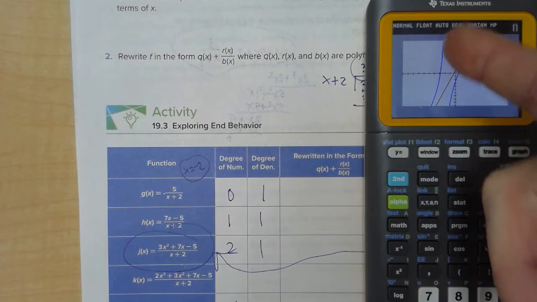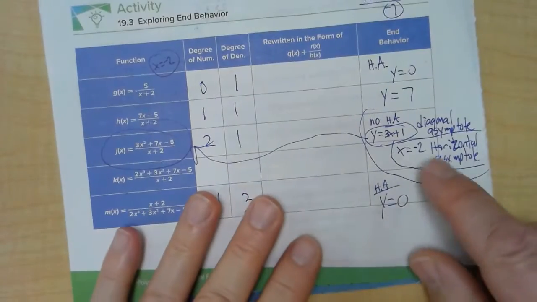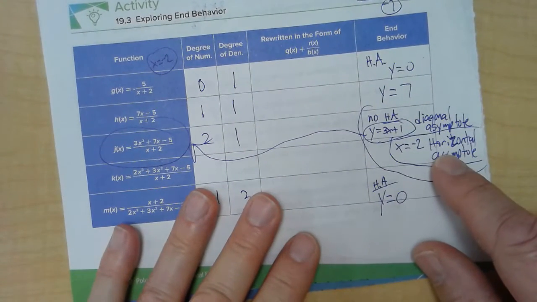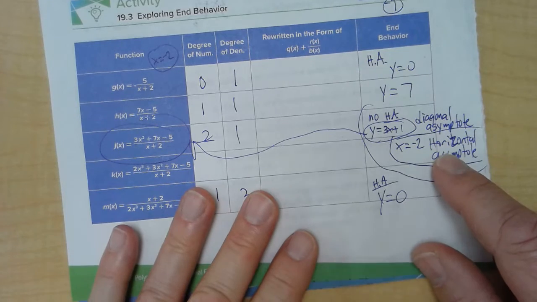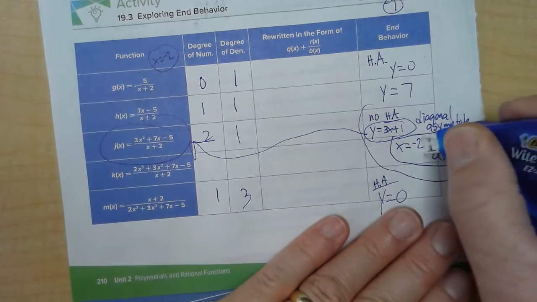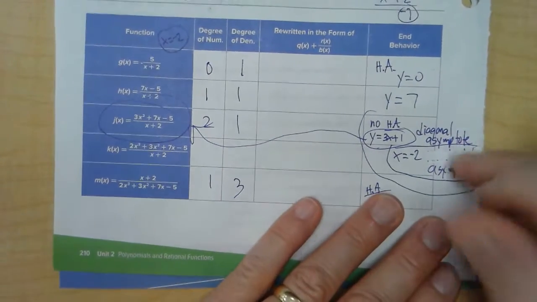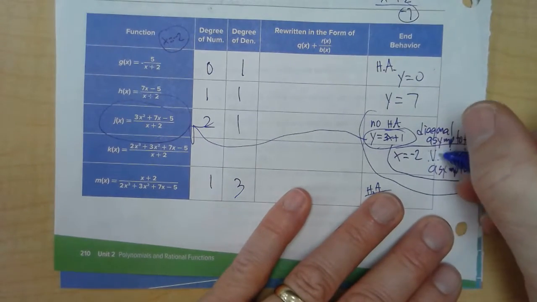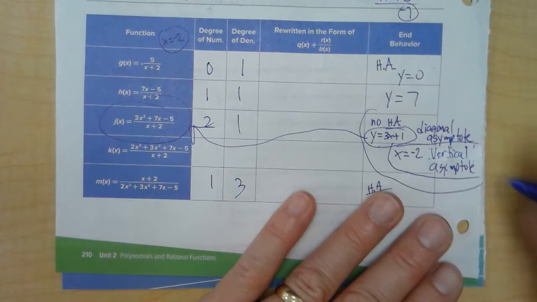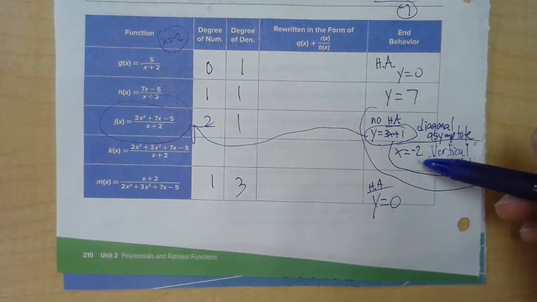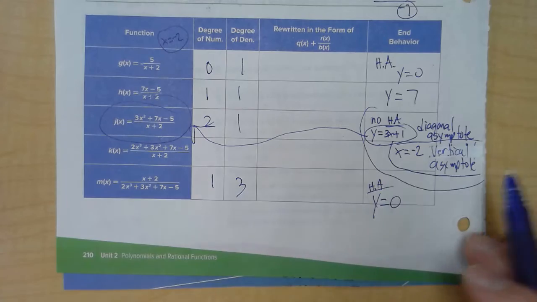Also, there's a vertical at, oh, I wrote horizontal. Oops. Thinking about two things at once. There's no horizontal asymptote. Vertical. All right. The vertical asymptote is at negative 2. My bad. I'm sorry. I don't mean to be confusing. I just made a mistake.